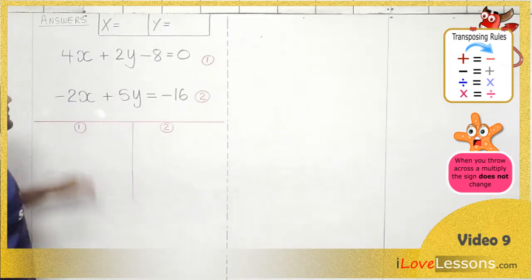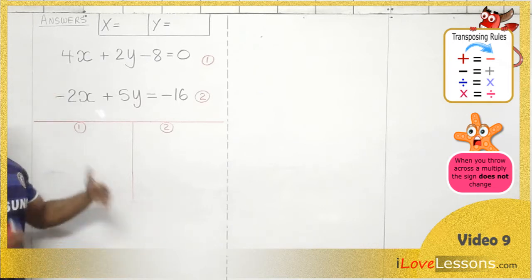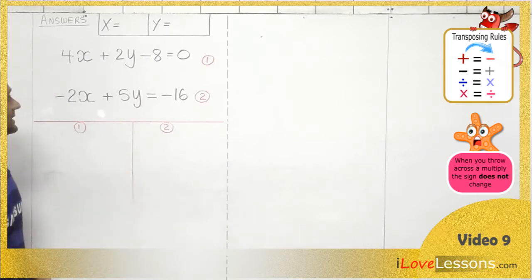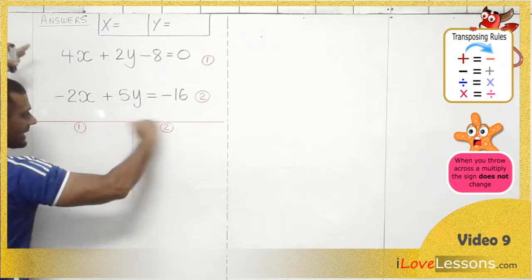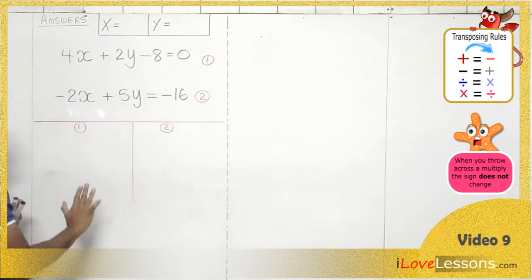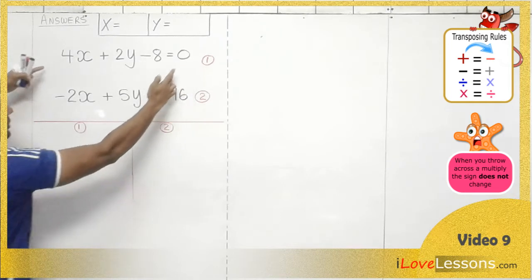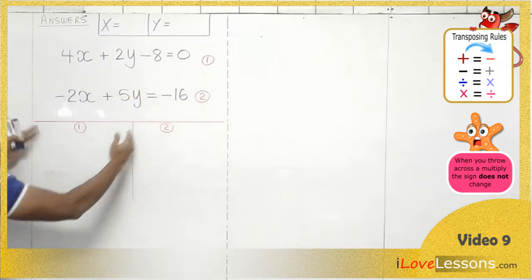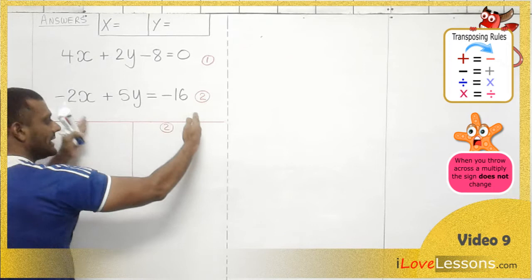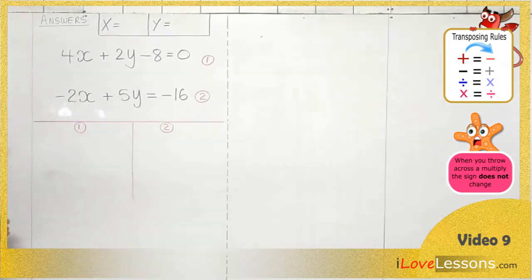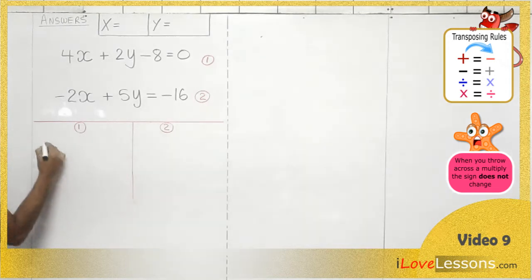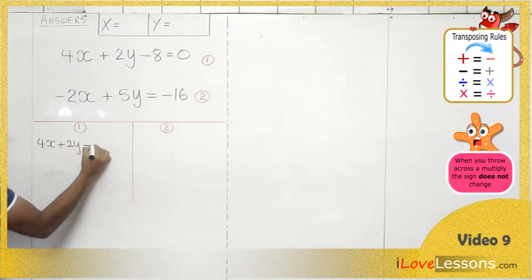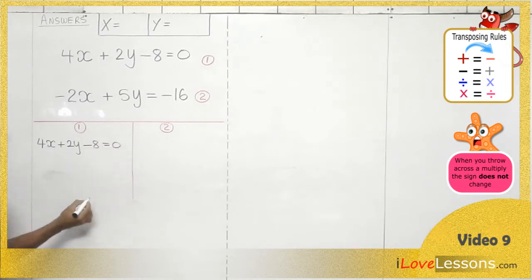Today we have 2 more equations, a pair of simultaneous equations. In my last video, I had divided my board into 2 pieces. We would write equation 1 in one column, and the second equation in the second column. So let's get started. I'm going to write back the same exact equation over here: 4x plus 2y minus 8 is equal to 0.